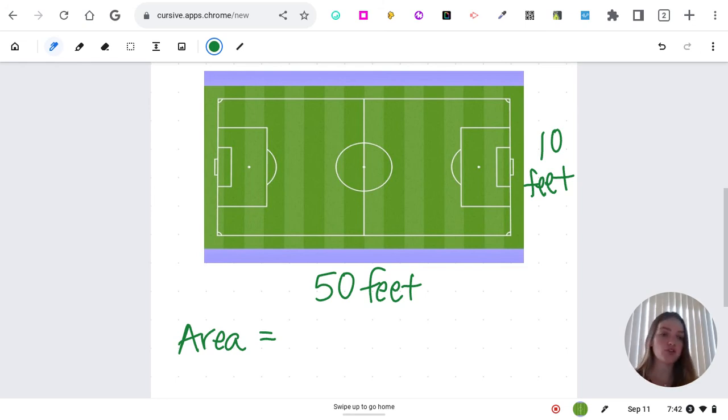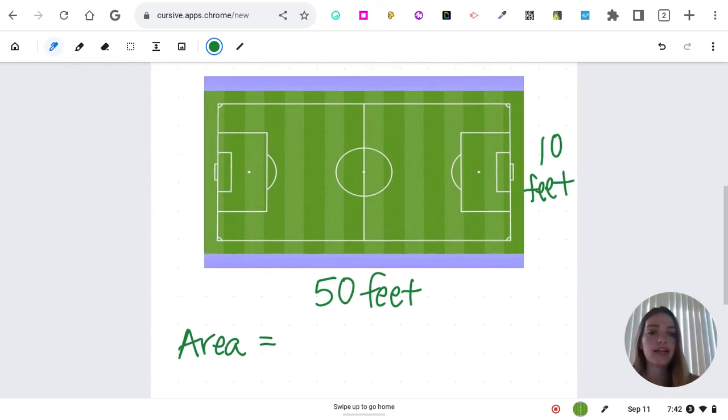So if I wanted to measure the area of a soccer field, I know that I multiply the length times the width. I also know that since I'm working with a rectangle here, this side that has 10 feet is going to be the same on this side, and the side that has 50 feet is going to be congruent to the side over here with 50 feet, and congruent just means the exact same.